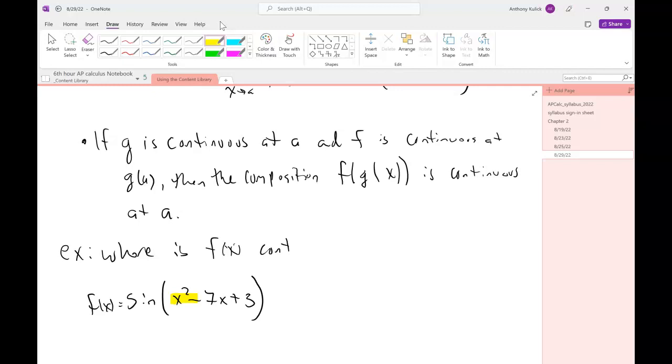Is sine continuous for those values of x? Yes, why? Because sine is continuous for all real numbers. It's continuous on its domain, which is all real numbers. So any subset of the real numbers, obviously it has to be continuous at. So what values of x is f of x continuous for?